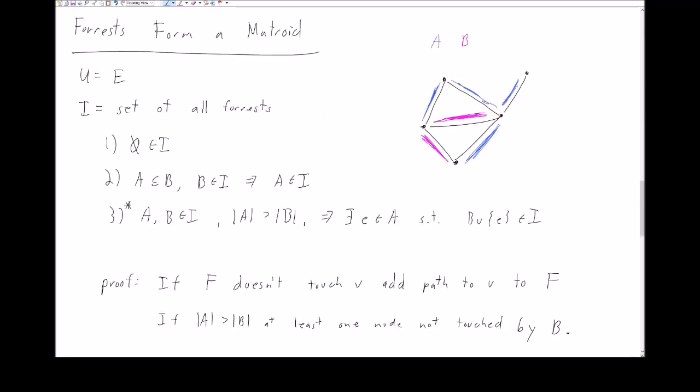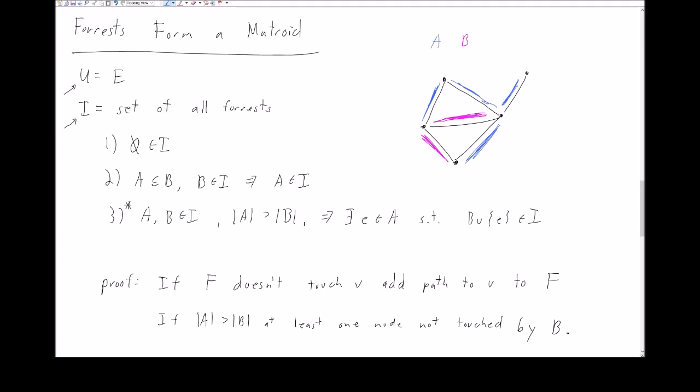The set of all forests in a graph form a matroid. In this case, the ground elements of our matroid, the set U, is going to be the set of all edges of the graph. The independent sets are going to be the sets of all edges that form a forest. To make sure that this is a matroid, we need to make sure that the set of independent sets satisfies all the properties of a matroid, and it satisfies properties 1, 2, and 3.